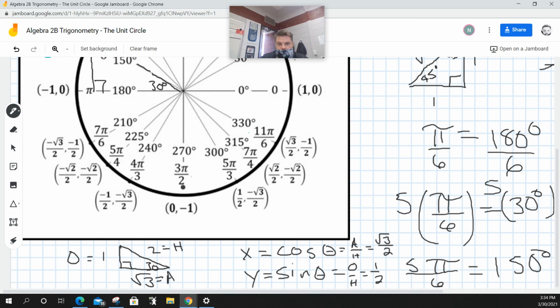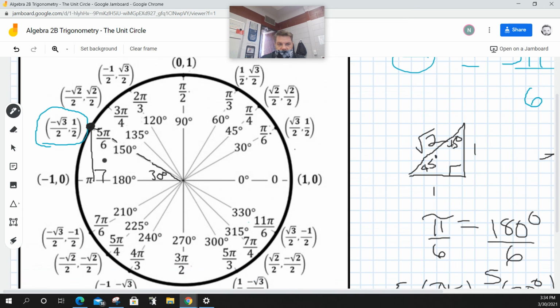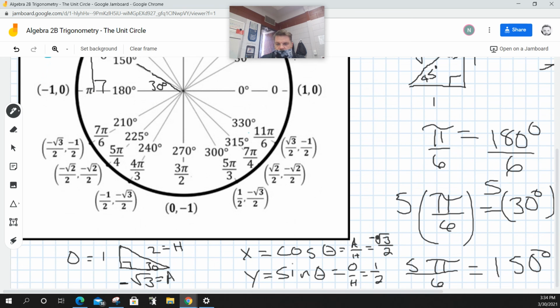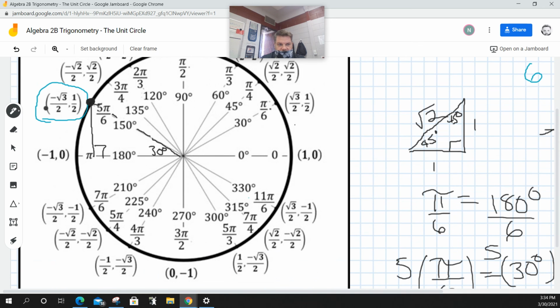But on the xy plane, this is technically negative root 3 because in order to get to this point right here, we went in the negative direction. So this is negative root 3. So the x value is negative root 3 over 2, and the y value would be 1/2. So all that to say this is the answer, okay? And that's because the reference angle is 30 degrees. So this is the point on the grid on the graph.